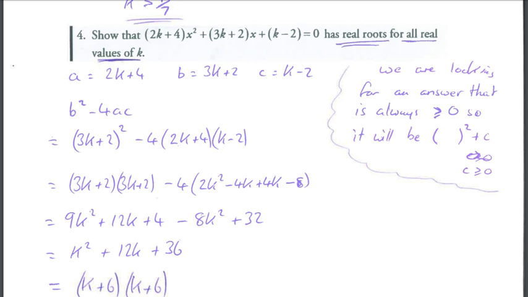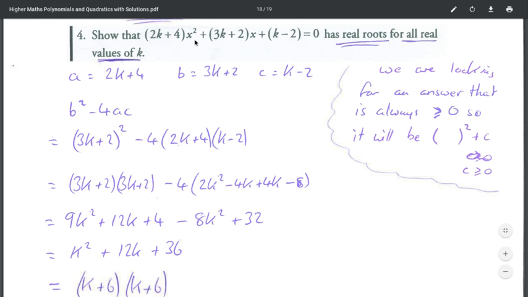So show that this has real roots for all values of k. We're seeing that phrase, real roots for all values of k, so hopefully we're thinking, let's use the discriminant. a is the coefficient of x squared, so it's what we have multiplying x squared, so it'll be 2k plus 4. b is the coefficient of x, and c is anything that does not involve an x or an x squared. So c will be k minus 2.